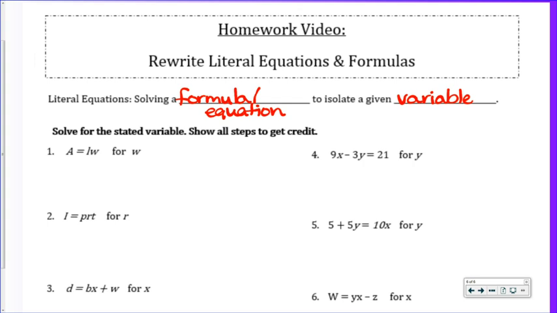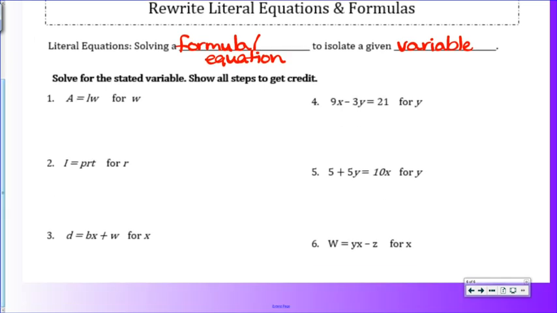So for number 1, we have area equals length times width. And they want us to solve this equation for W. So we're trying to isolate W. We're still going to use our opposite operations. So to get W by itself, we're going to do the opposite of multiplying, and we're going to divide both sides by L. So area divided by length gives us W. And that is your solution.